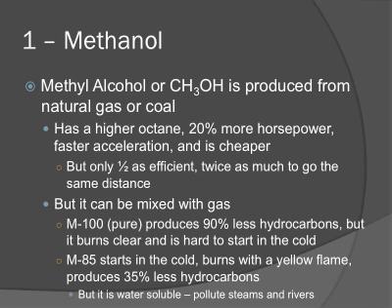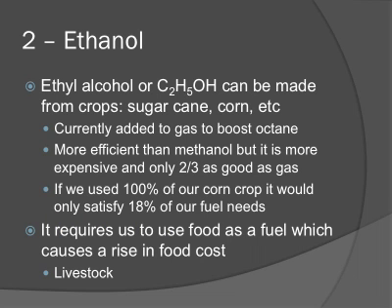Okay, the next one we're going to talk about is ethanol. Very similar to methanol, it's ethyl alcohol. Again, we see that OH group. That's why it's called an alcohol. Ethanol can be made from crops. Some of the crops that we use are sugarcane and corn. The one that we use a lot of the time around here is corn.